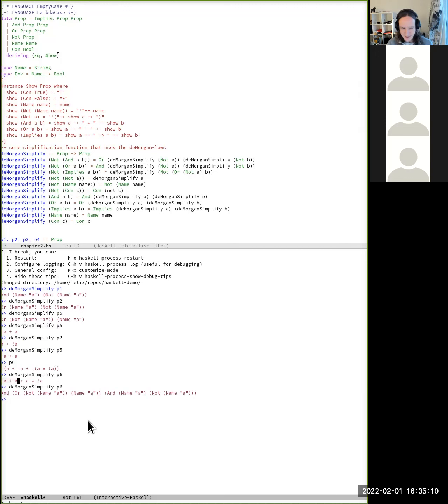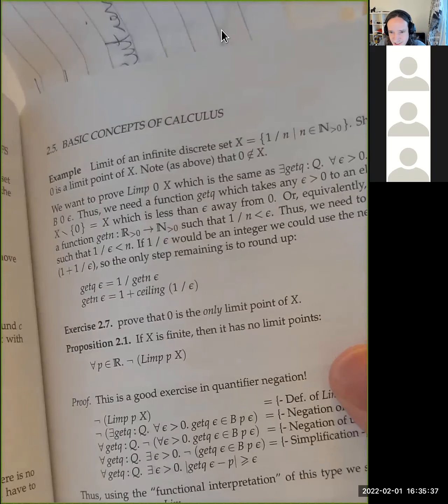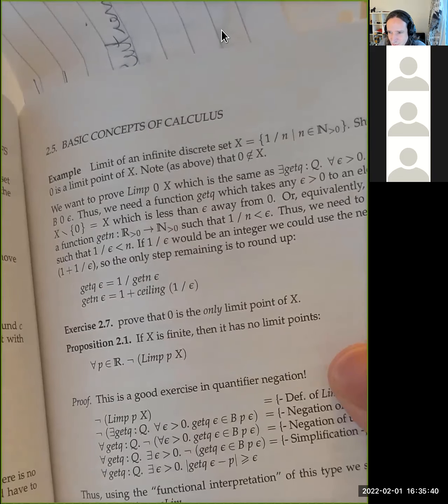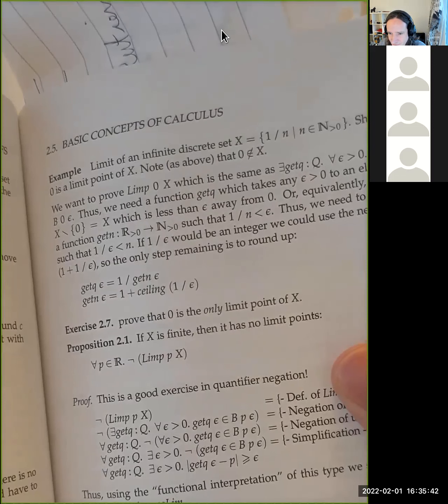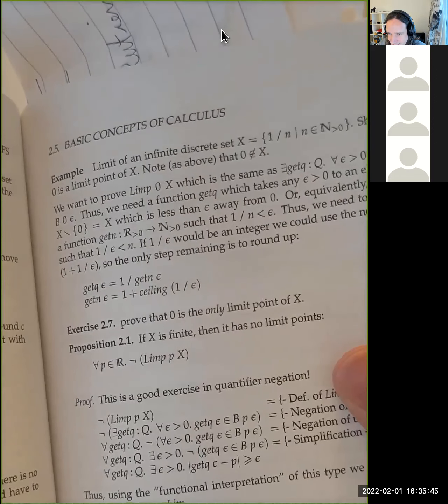If there are no questions, I would try to have a look at this other exercise someone mentioned about limit points of a set. So I'll switch back to my notebook camera. Okay, so it is about exercise 2.7. So we have limit points of a set.